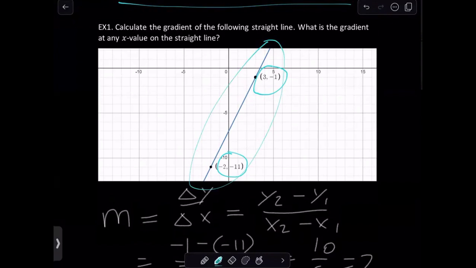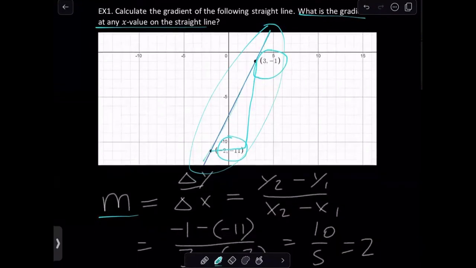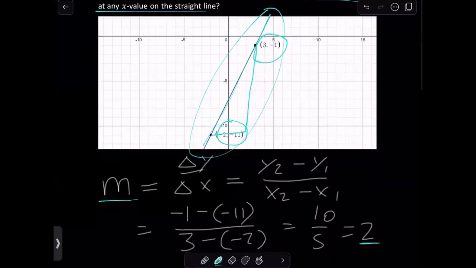What we can also say is that the average gradient between those two points is 2, because that's how you calculate average gradient. You take y2 minus y1 over x2 minus x1 for any curve, not just a straight line, and you work out what the m is. That's average gradient. But this question was also asking, what is the gradient at any x value on the straight line? Well, it's going to have a constant gradient throughout. Therefore, the gradient will always be 2.